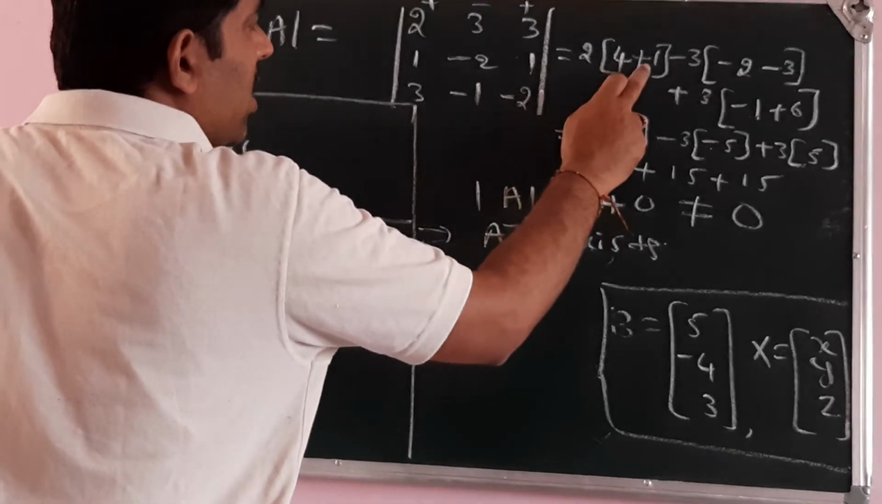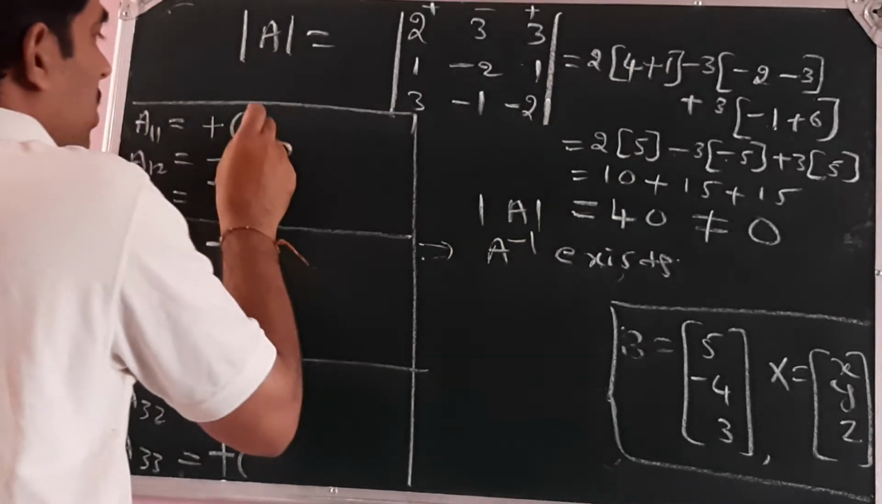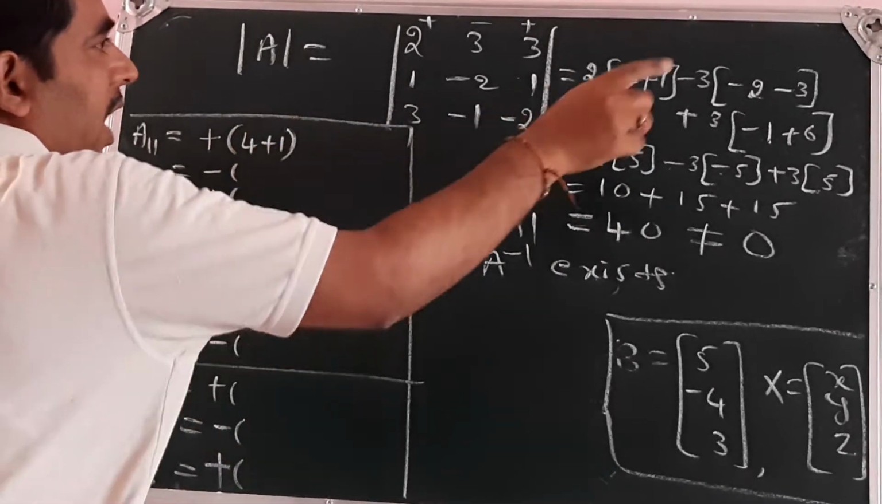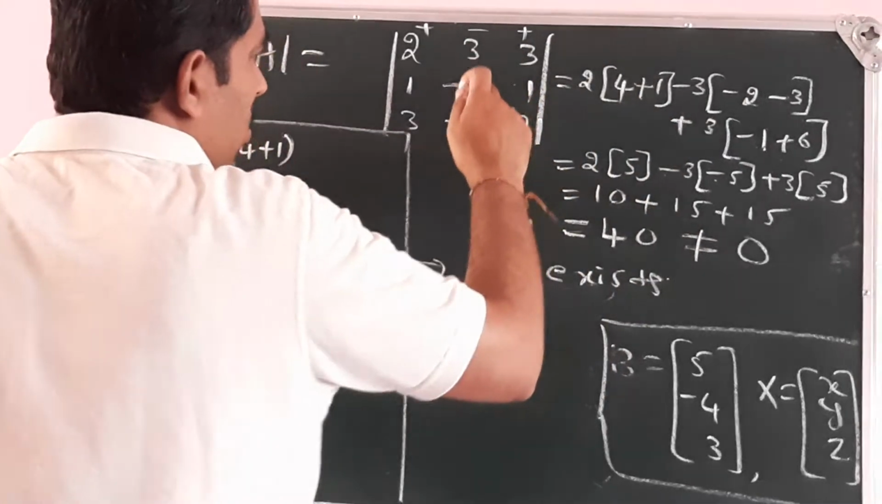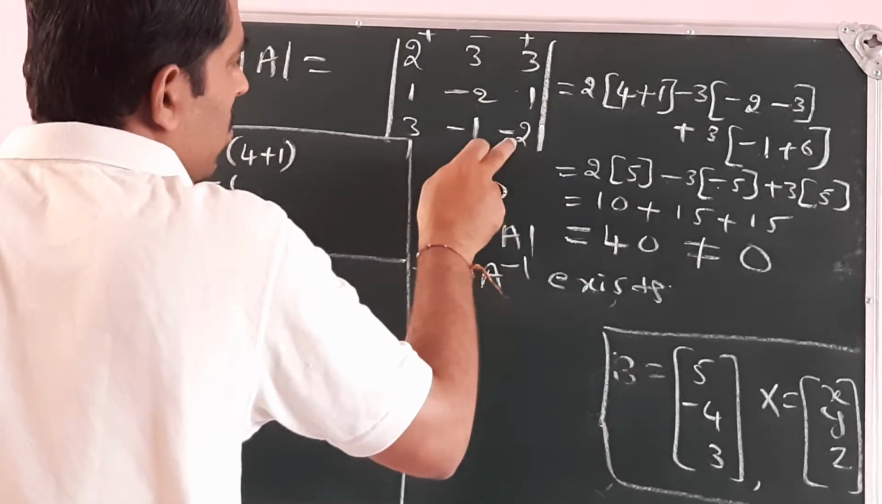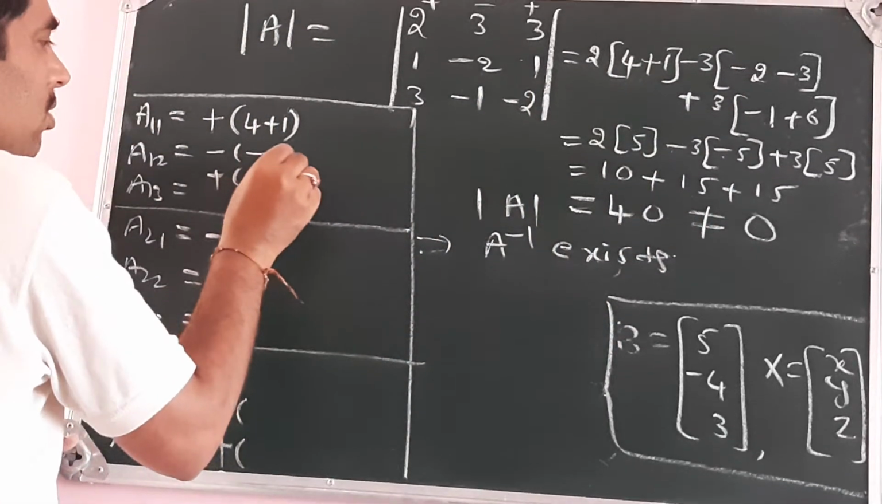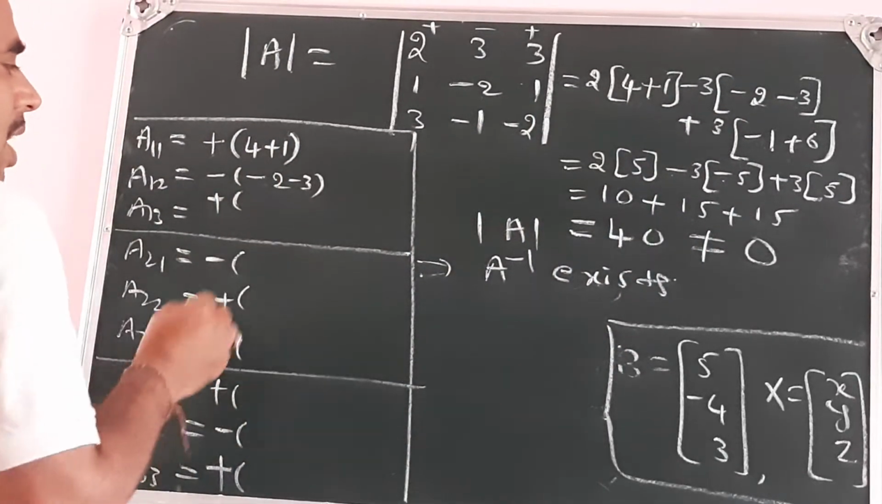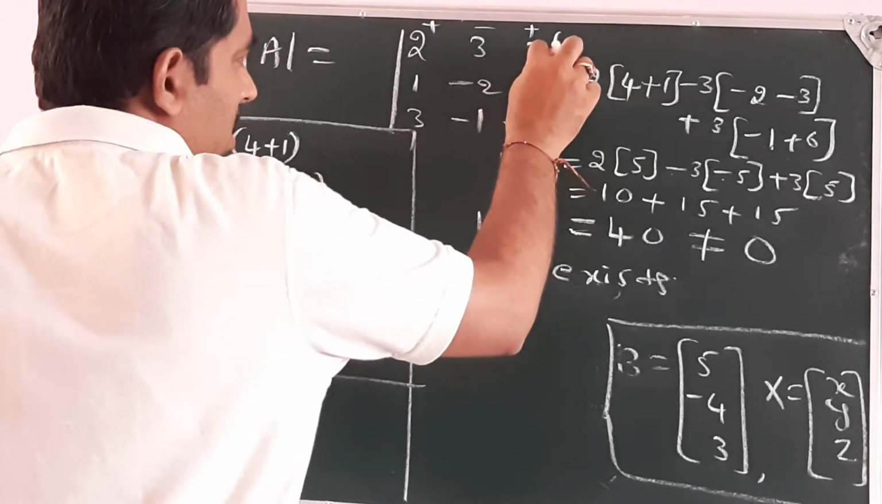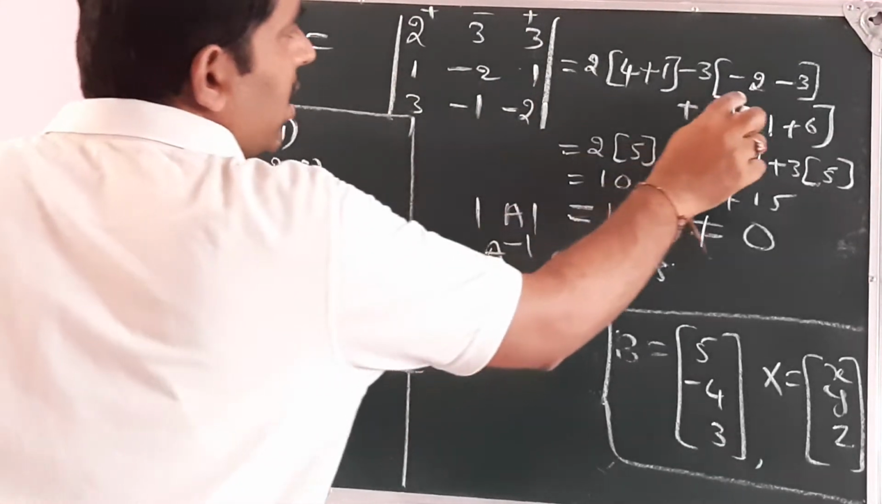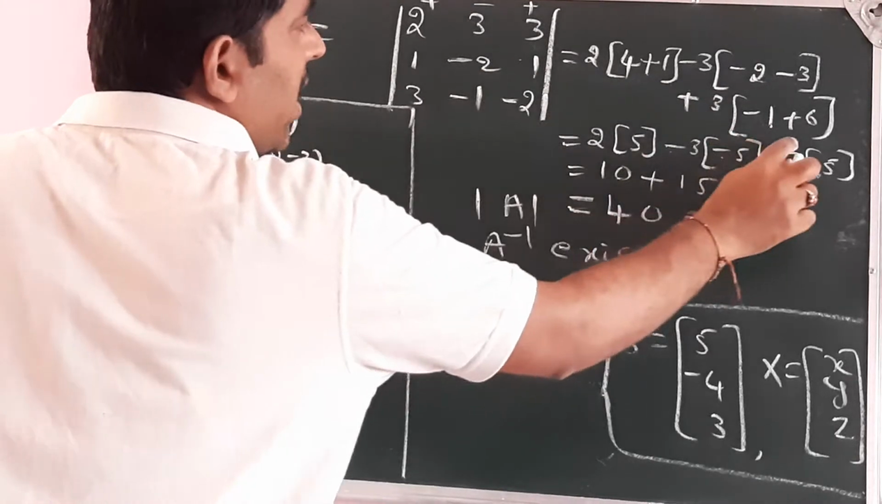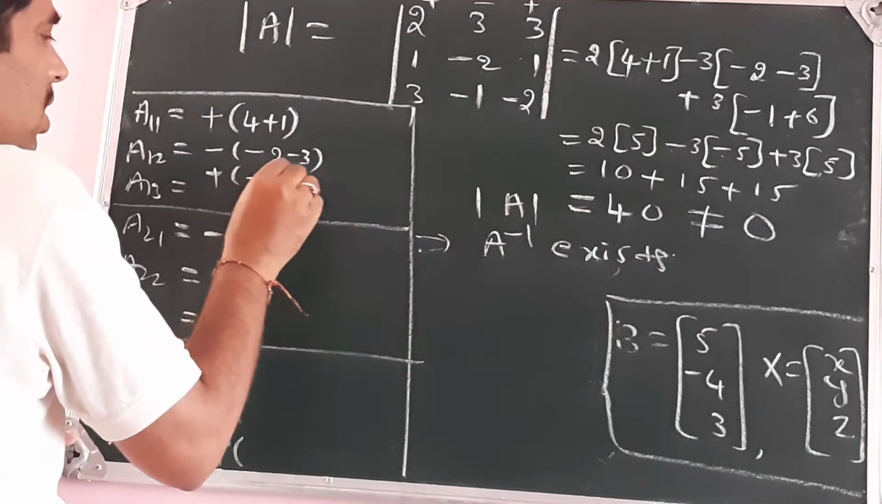Then minus of minus 1, that is 4 plus 1. Same thing I will write here. See, for first row I can copy this. Then leave this column and this row. We have written minus 1 into minus 2, that is minus 2 minus 3. I will write this, minus 2 minus 3. Then for the last element, leave this column, this row. 1 into minus 1, that is minus 1. Minus 1 minus of minus 3 plus 6, that is minus 1 plus 6.